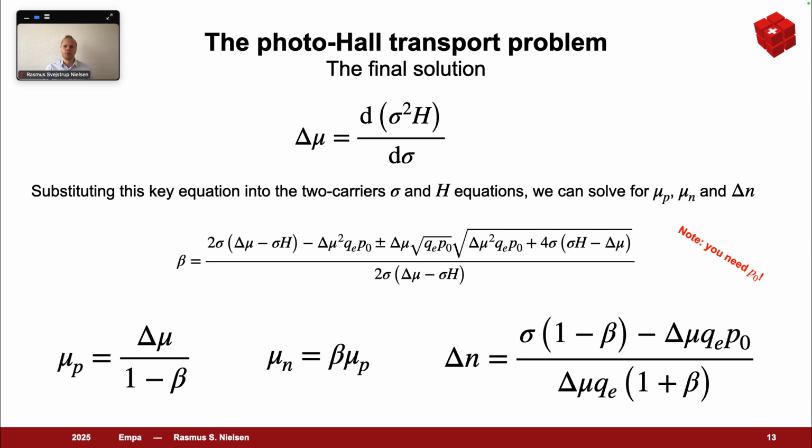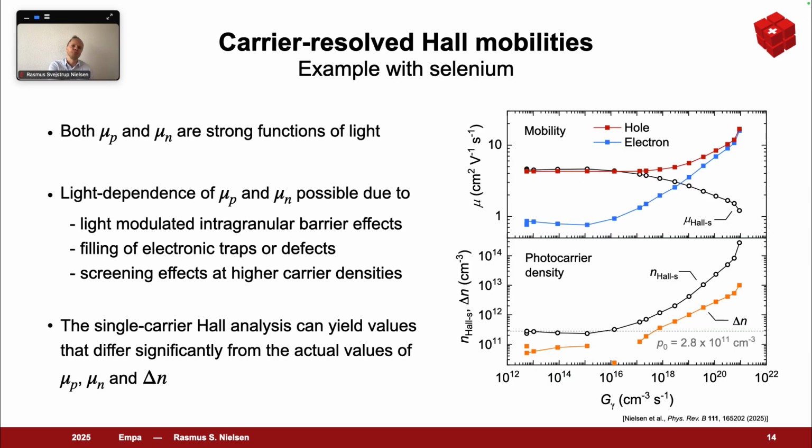If we just solve for the mobility ratio that I defined earlier, the result is the solution to a quadratic equation, as you may be able to see here. With this at hand, we can write the three unknowns from the transport problem in a slightly more compact way. The only requirement for all of this to go well is that we need the carrier density measured under dark conditions.